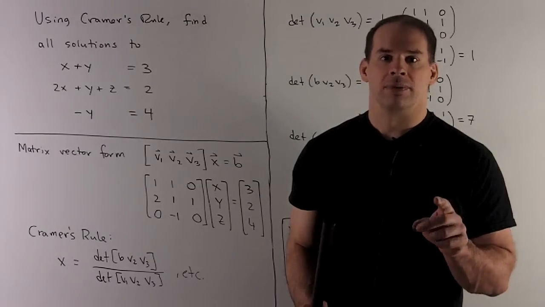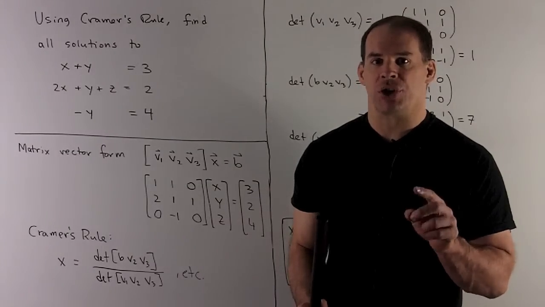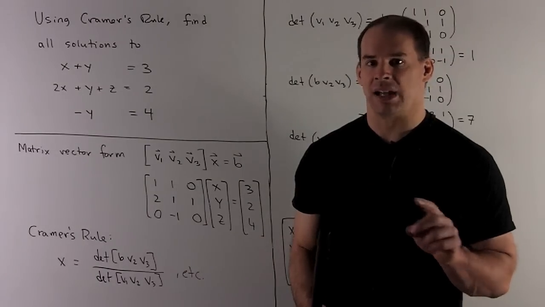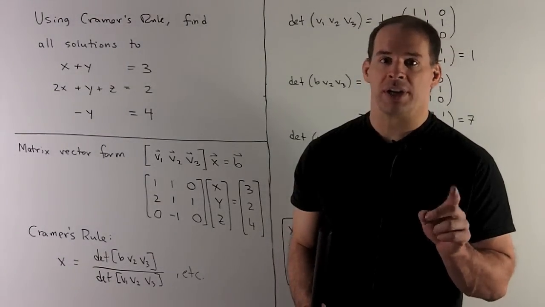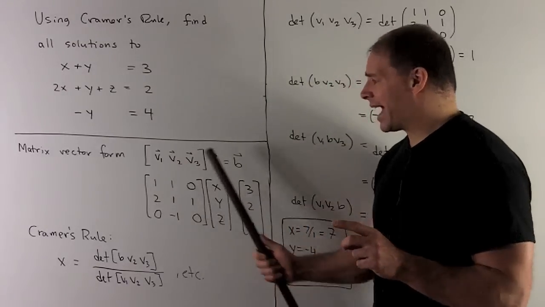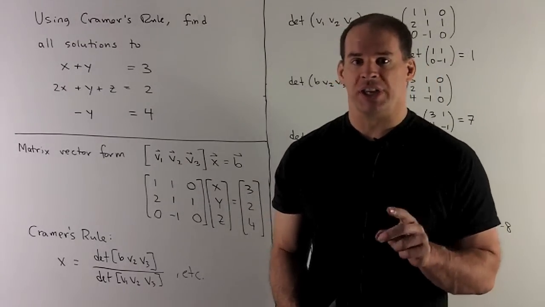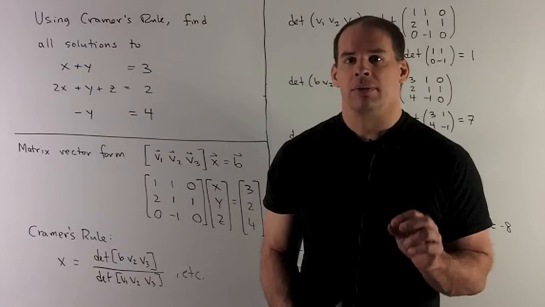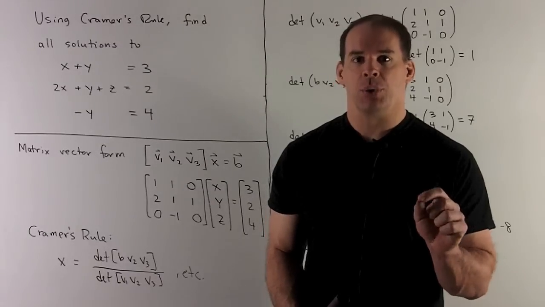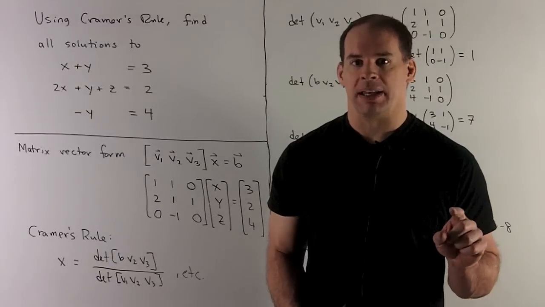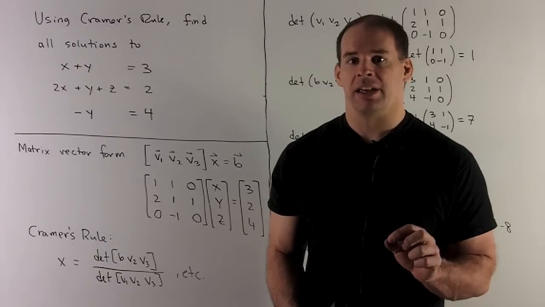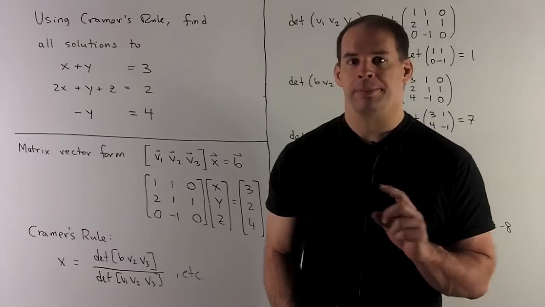So note, for this to make sense, I have to have the determinant of the original matrix non-zero. That's also going to guarantee that this matrix has an inverse. When I get y or z, it's the same procedure. For y, I'll take V2 and replace it with B. For z, I take V3 and replace it with B, same idea.